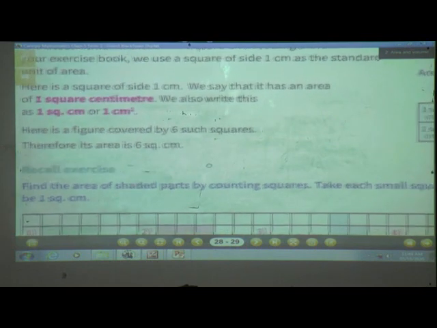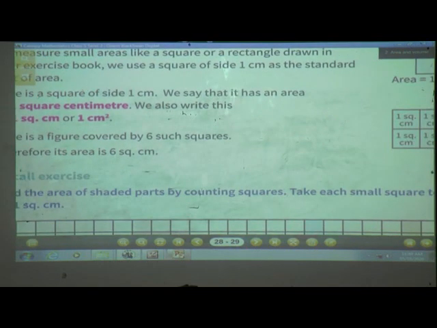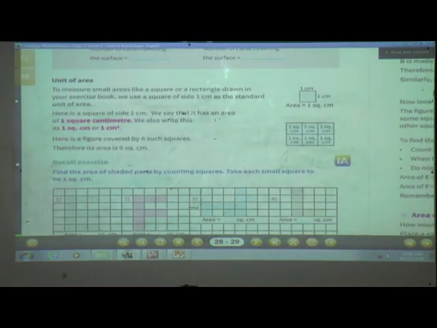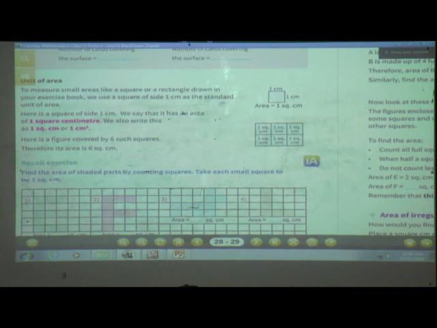Here is a square of side 1 centimeter. We say that it has an area of 1 square centimeter. We can say that area is equal to 1 square centimeter. We also write this like this, 1 square centimeter or 1 centimeter square.